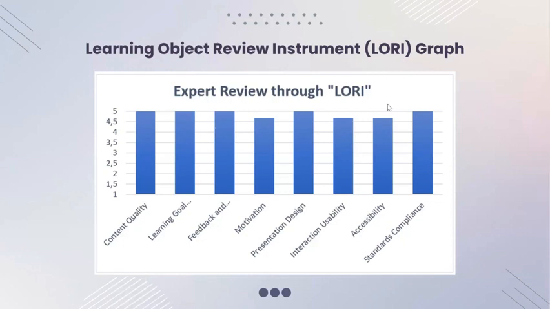And motivation is around 4.5. And then the presentation design is 5. And the interaction usability is also around 4.5. And then the accessibility is also around 4.5. And the last part is about the standards compliance, which is 5. So these are the results of the expert review with LORI.